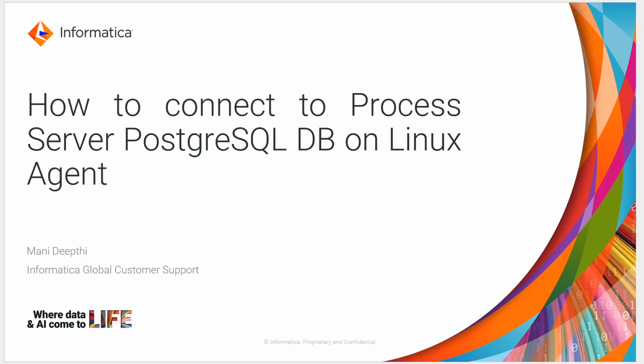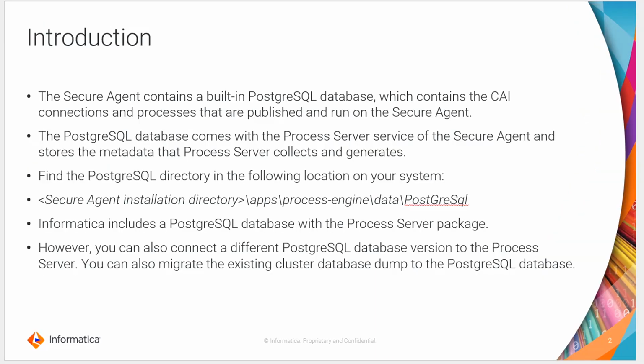In this video, we'll discuss how to connect to the process server PostgreSQL DB on a Linux agent. The secure agent contains a built-in PostgreSQL database that comes with the process server package. The process server is used to run CAI processes and connections. You can find the PostgreSQL directory in your system after installing the process server package, in the secure agent directory, apps, process engine, data, and PostgreSQL.